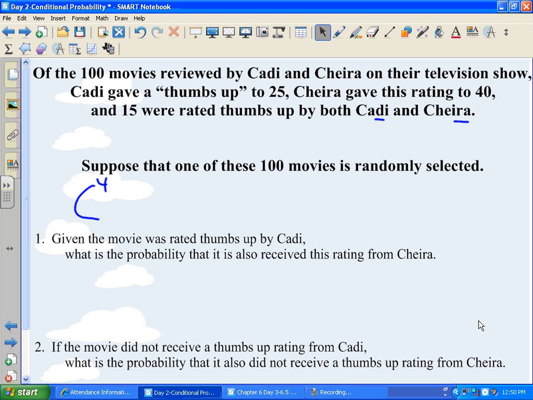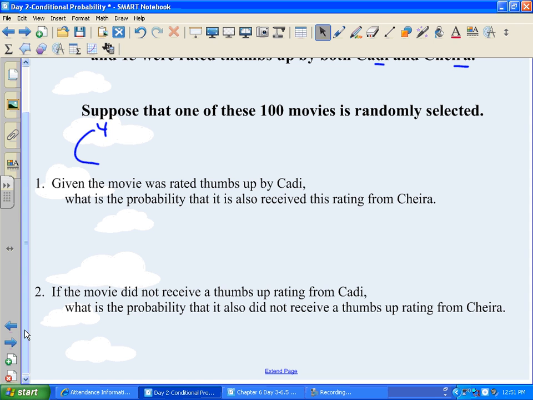How many people got that Venn diagram correct? Not a lot of hands here. How many people in the future can get that Venn diagram correct? Because I'll tell you, answering the questions is easy if you have the diagram correct.